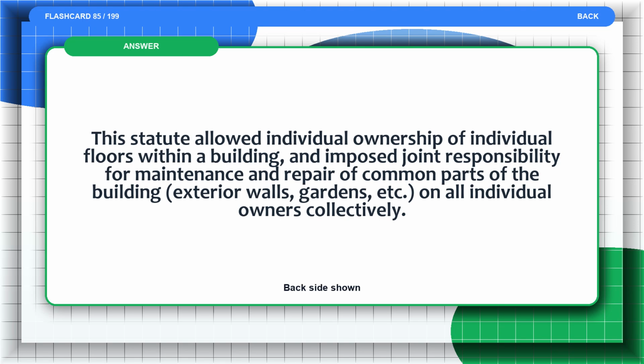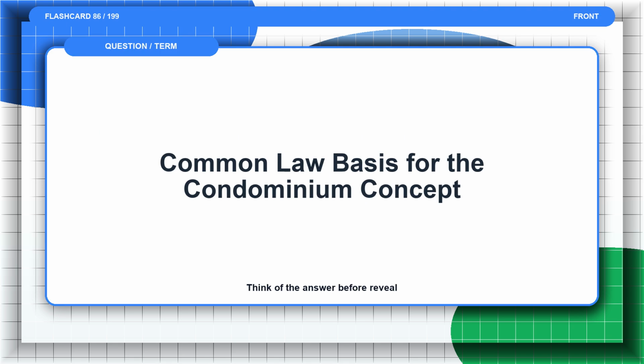The answer is, this statute allowed individual ownership of individual floors within a building, and imposed joint responsibility for maintenance and repair of common parts of the building, exterior walls, gardens, etc., on all individual owners collectively. Flashcard 86. Common law basis for the condominium concept. Pause and think of the answer before the reveal.